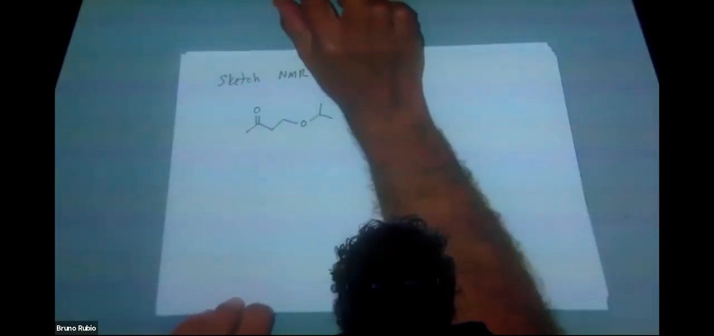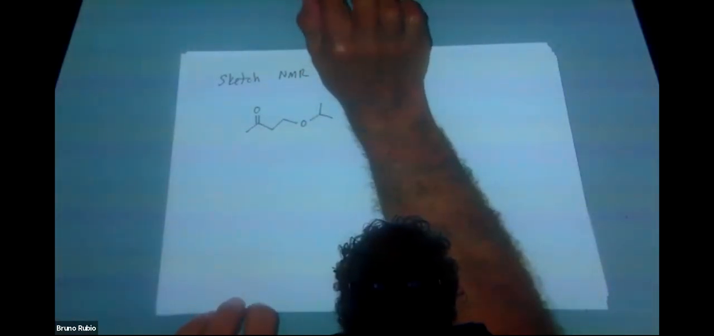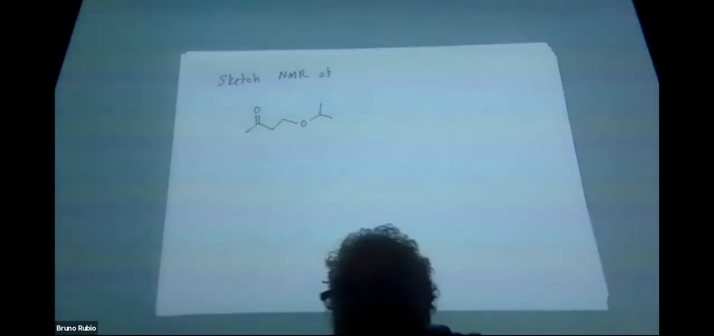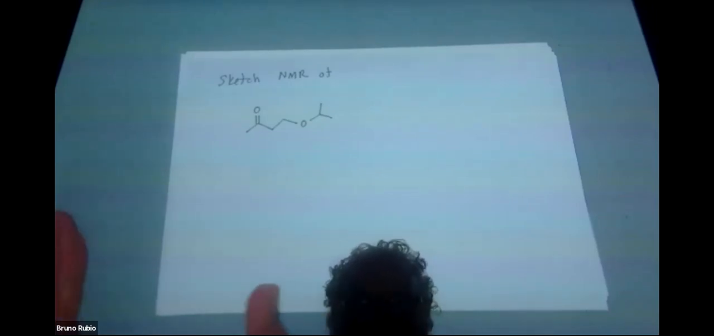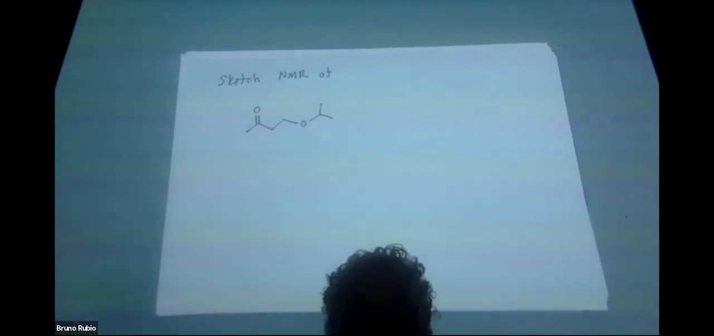Okay, so let's go through the step-by-step of this. First of all, how many signals? All right, we want to sketch the NMR. This is not our goal in our study of NMR. We want to go from a spectrum to a structure, but here we're going to go from the structure to the spectrum. How many signals? There are going to be 5 signals.